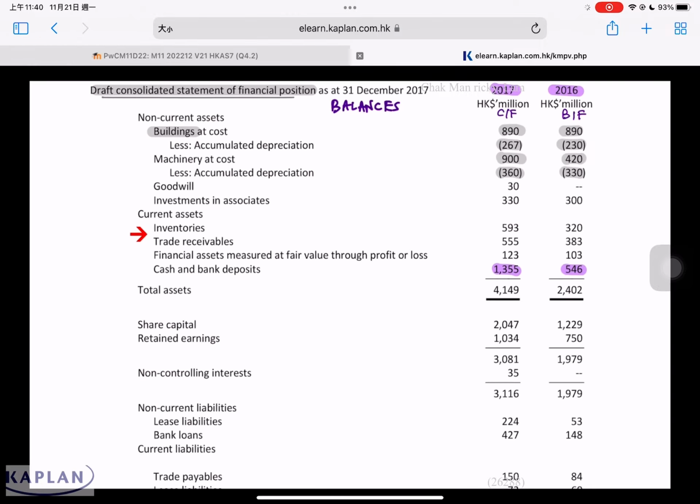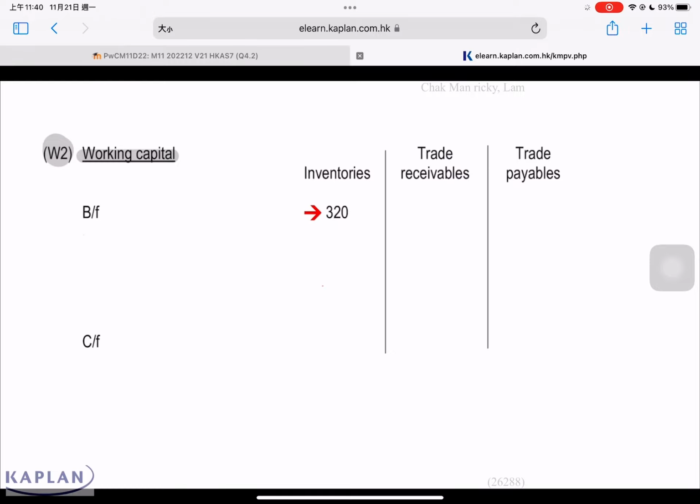We have to take the inventory, receivable, opening, and closing, and the trade payable, opening, and closing. These are the figures that we should use as part of working to calculate the movement of working capitals. Inventory opening is equal to 320. Trade receivable is equals to 383. Closing for inventory is equals to 593. Trade receivable is equals to 555. Trade payable last year is equals to 84. This year is equals to 150.